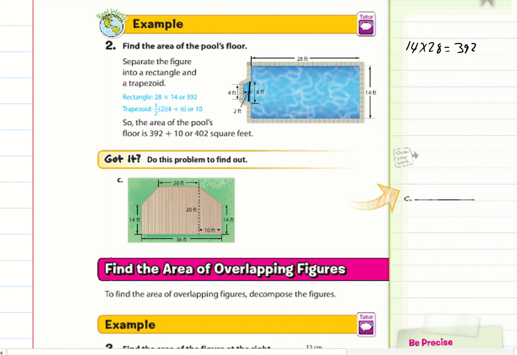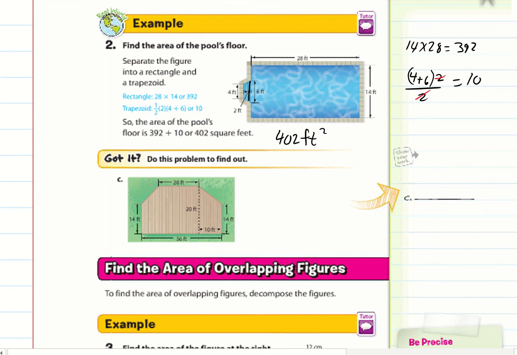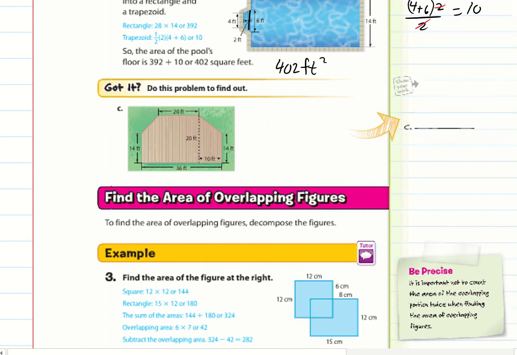So my trapezoid, which is diagonal, so I have to kind of look at it sideways. So base 1 is 4. Plus base 2 is 6. And then times my height is 2 divided by 2. These are going to cancel. So I have 10. So my area is going to be 392 plus 10 equals 402 feet squared. So go ahead and try C.